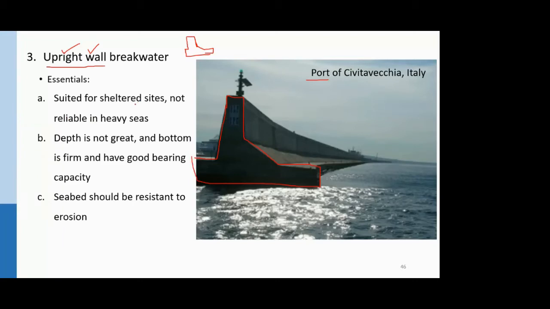It is specially suited where the sites are already sheltered, and it's not reliable in heavy seas, because one of the failures you have seen related to the tsunami was a kind of upright wall breakwater. In case of heavy seas, the main disadvantage is that it is a continuous wall, so there is no gap in between. We were talking about how a wave disintegrates when you break it down by placing some breakwater, so it is always beneficial to have gaps in that breakwater, so that whatever water is breaking down all goes back to the sea.